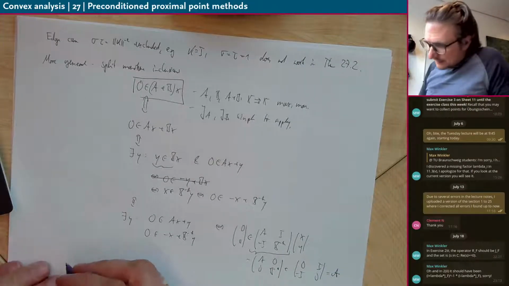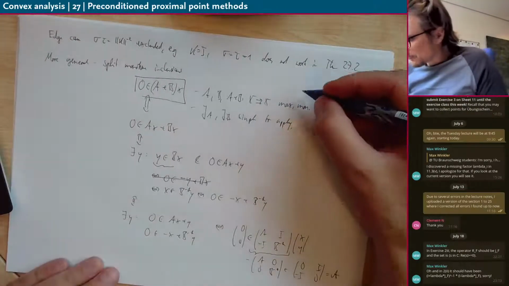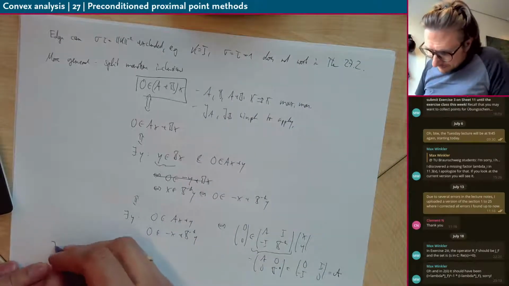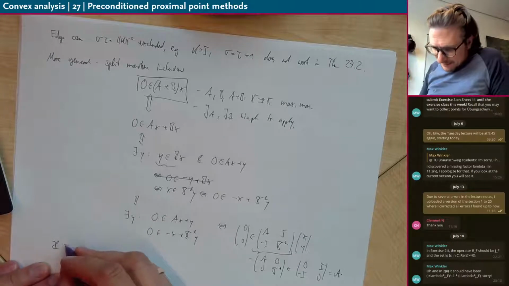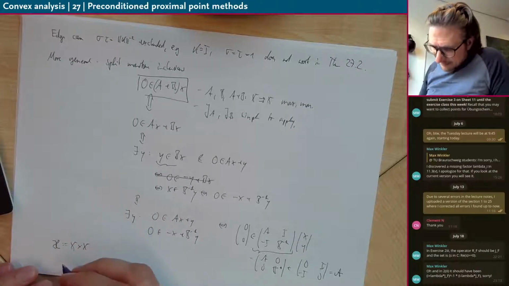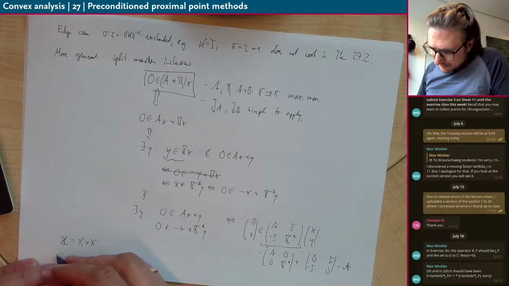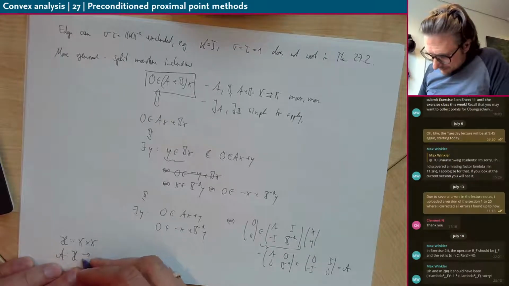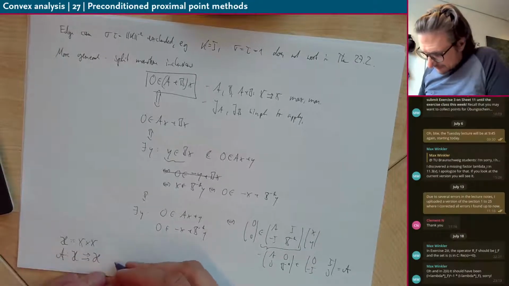And then again, I forgot to say that if A and B go from X to X, then we define script X as X times X, and we see that A, which is now from this script X multivalued to script X, is monotone again.